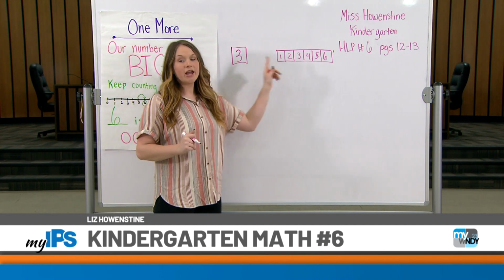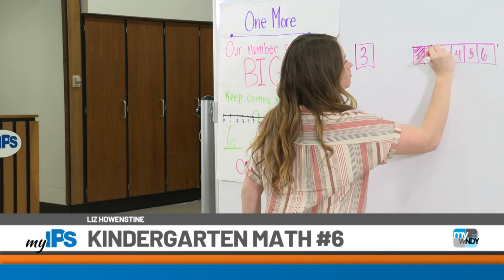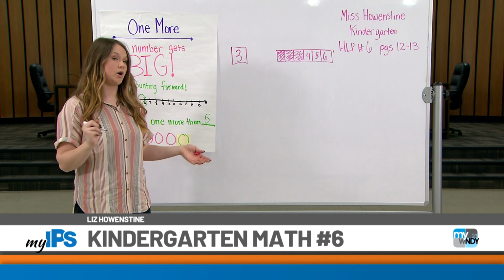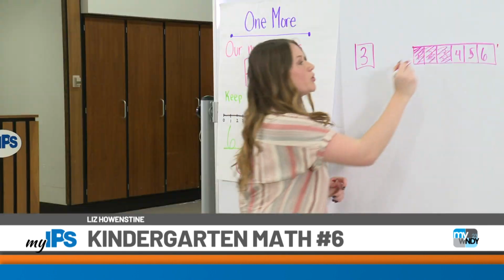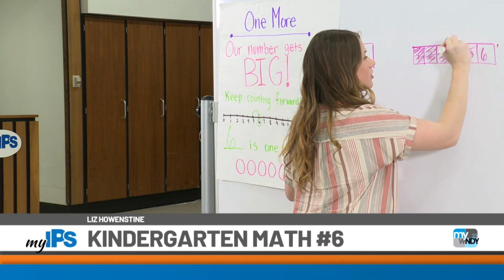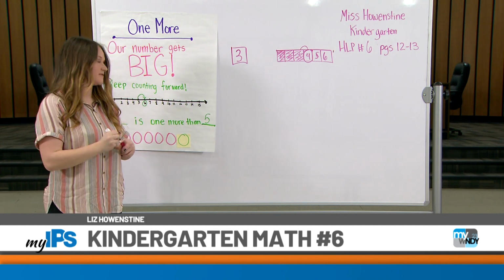So we're going to color in 3 because that's how many we start with. And then we want to do one more. Okay, one more is going to get bigger. So 1 more than 3, go here, 4. So we're going to circle what 1 more is, and that's what you will do on page 13.